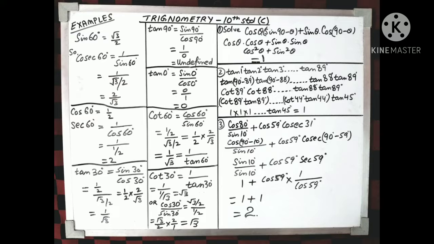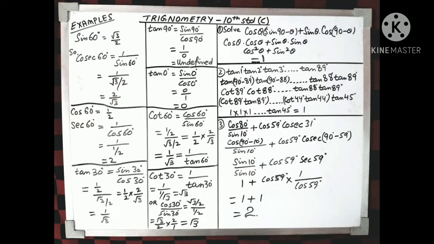See the next one. The question is: solve cos theta into sin(90 minus theta) plus sin theta into cos(90 minus theta). In the next step we will convert sin(90 minus theta) to cos theta and cos(90 minus theta) to sin theta. So we will get cos theta into cos theta plus sin theta into sin theta, that is cos square theta plus sin square theta, which is an identity, and cos square theta plus sin square theta is equal to 1.